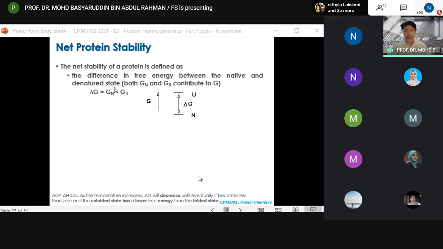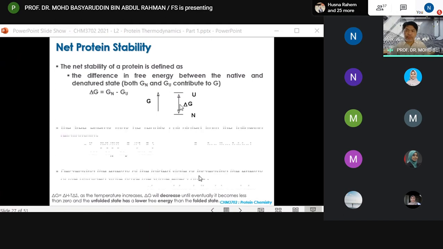Okay, so from the previous slide as well, you look at the reaction coordinate between the delta G, and then we also have the delta G folding and unfolding. Now, N is native, and this one is the unfolding, which is the denatured. So this is also what you saw from the previous one.